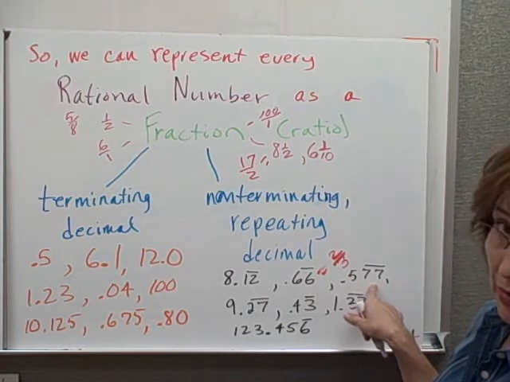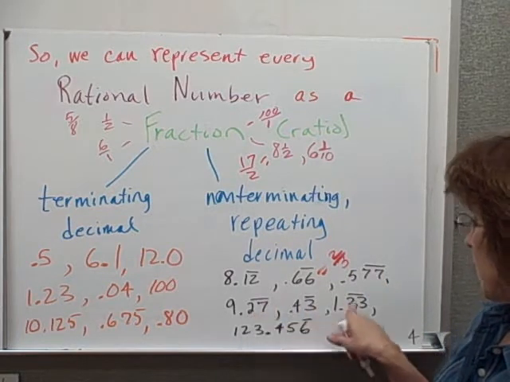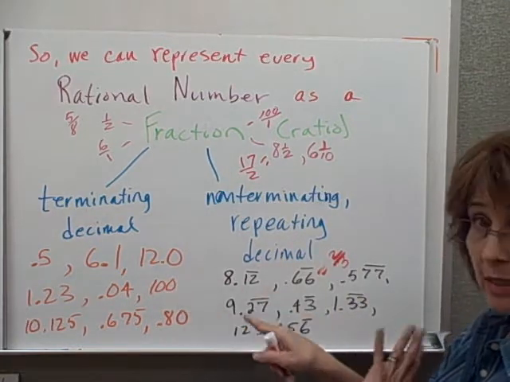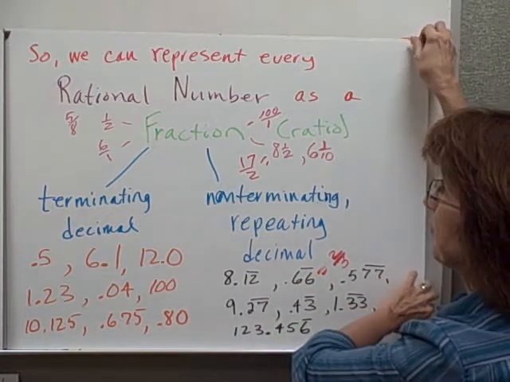That's going to equal some number. We don't know what fraction. We're going to learn how to do that next time. And all these other ones, these are all non-terminating. They don't end because you got the bar, which means it keeps repeating. Okay? All right.